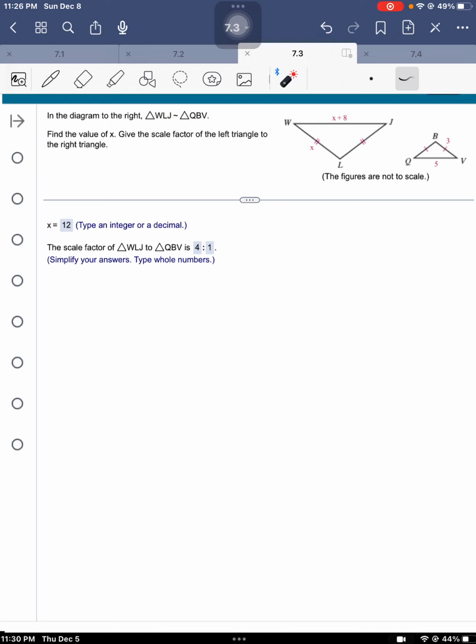Well, WJ is corresponding to QV. So I'm going to put WJ is corresponding to QV. And now I get to pick which one I want to do. I need to compare one pair of corresponding side lengths to another pair of corresponding side lengths. So I already have WJ corresponding to QV. Now let's pick another one.